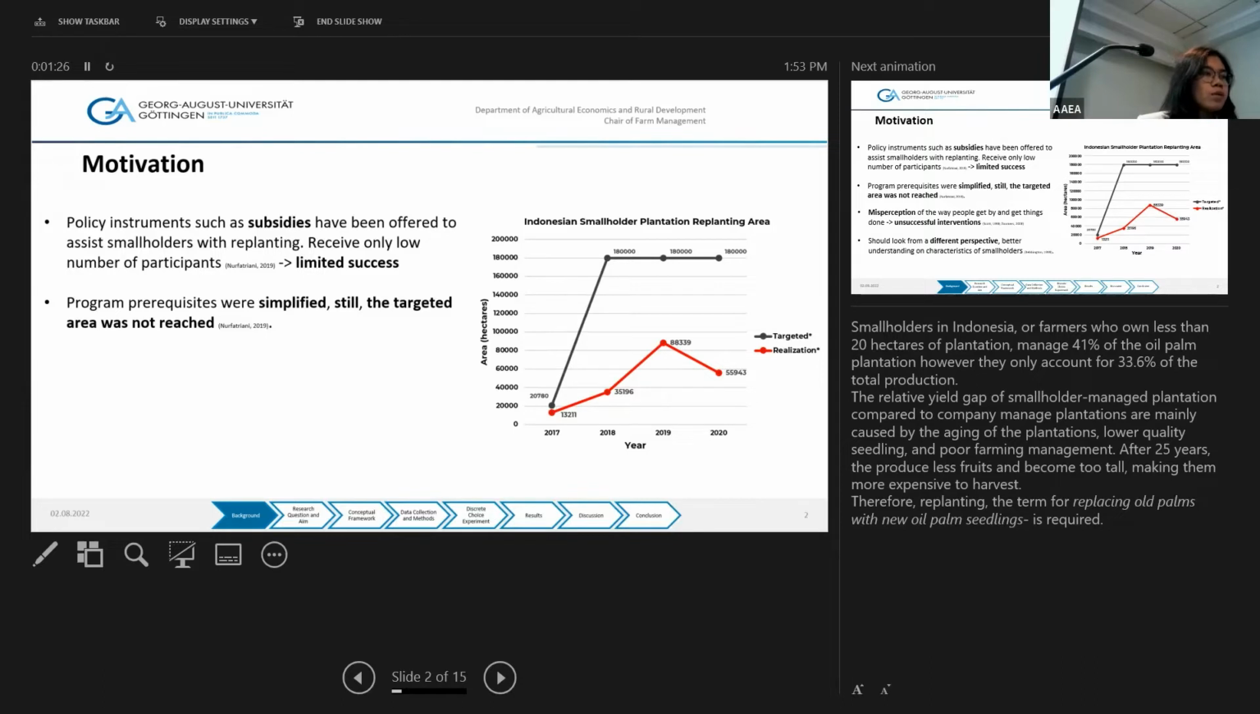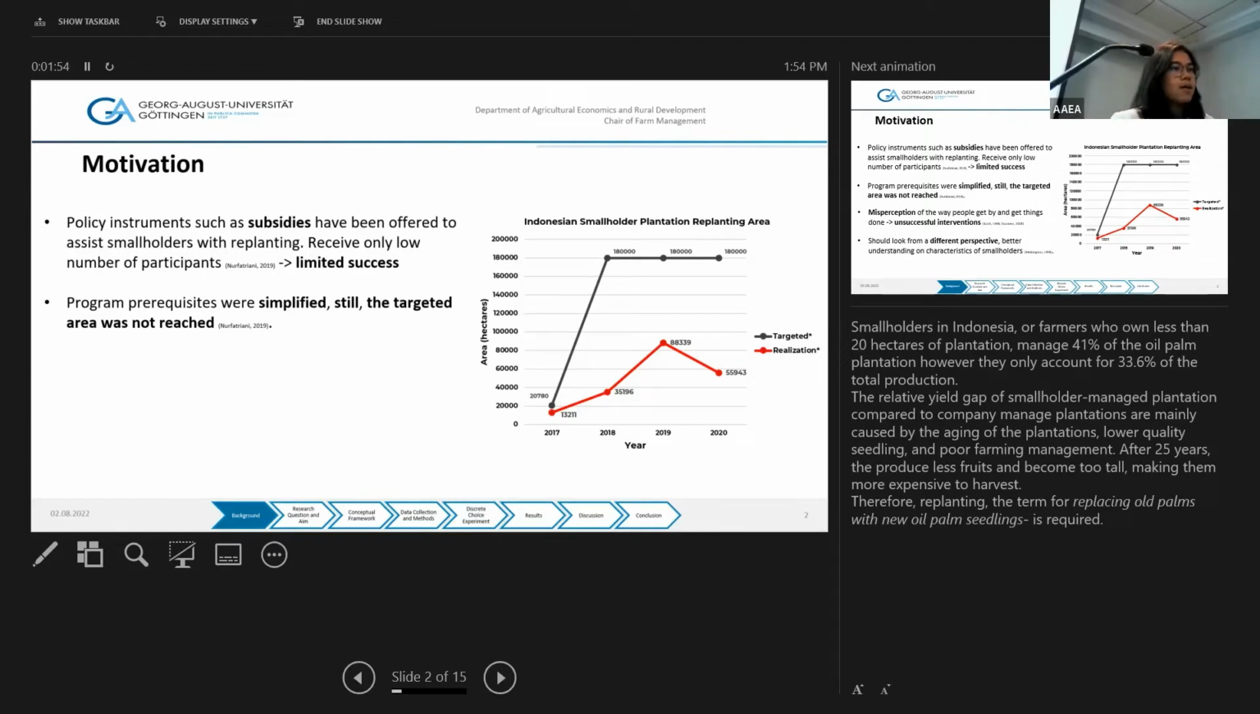It was analyzed and evaluated. The program prerequisites were a bit complicated: there were 14 points to be fulfilled by smallholders before they could apply. In 2019, the prerequisites were simplified from 14 requirements to only 2, but still the targeted area was not reached.